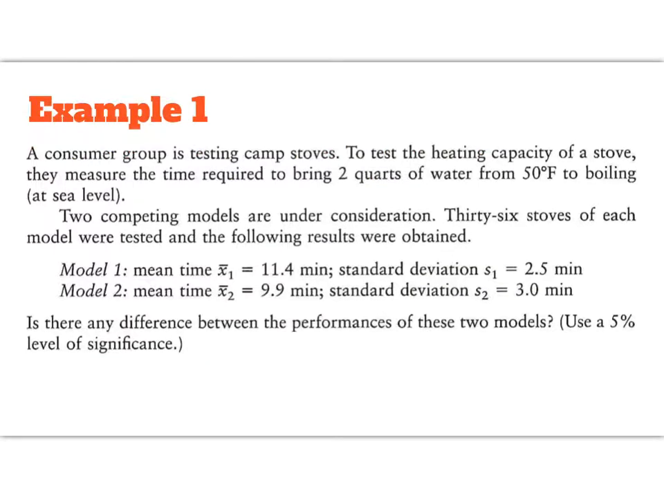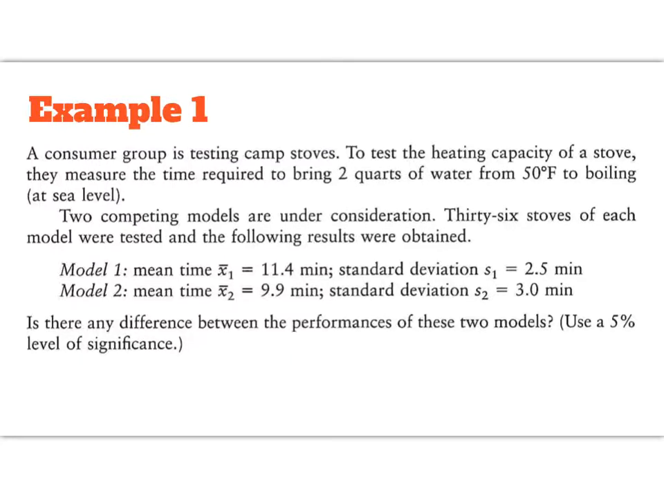Here's our first example. A consumer group is testing camp stoves. To test the heating capacity of a stove, they measure the time required to bring 2 quarts of water from 50 degrees Fahrenheit to boiling at sea level. None of those numbers are really all that critical to us here, so we'll duck those. They're all decoy information. 2 competing models are under consideration. 36 stoves of each model were tested, and the following results were obtained.